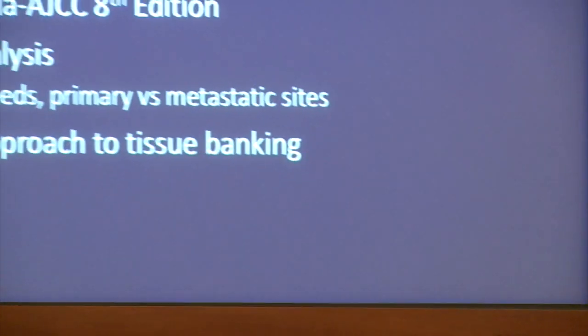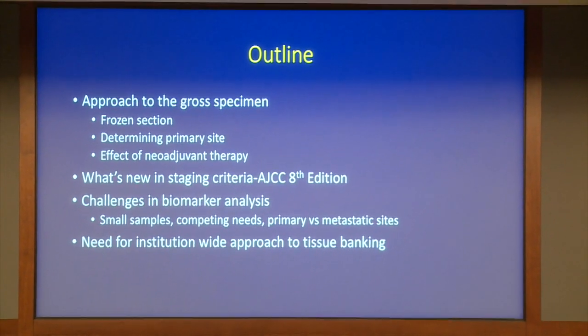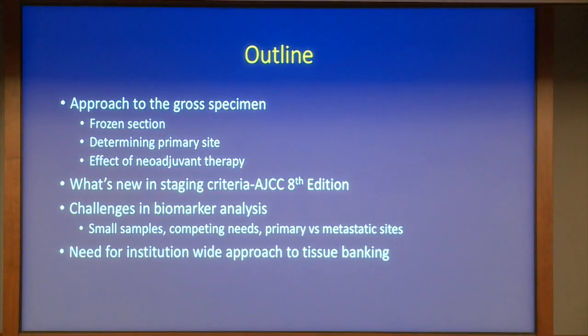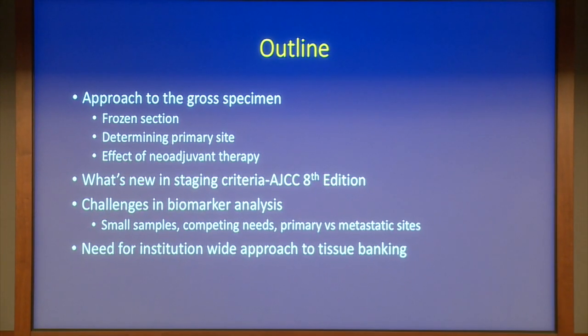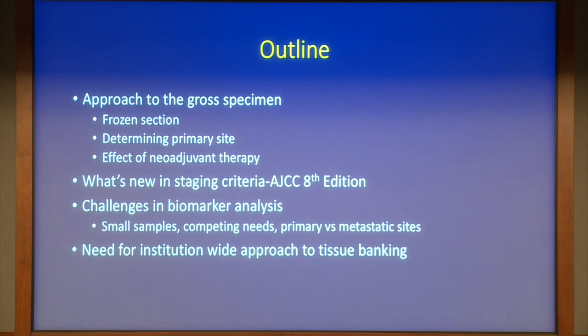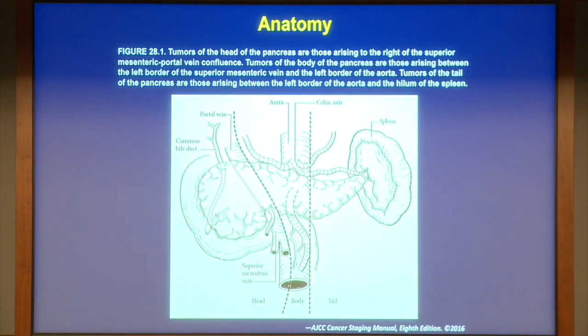So by way of outline, I'm going to touch on the approach to the gross specimen, including issues of frozen section, et cetera. What's new in staging criteria for the AJCC with the 8th edition, which is just now in force. Some challenges in biomarker analysis and the need for an institution-wide approach to tissue banking.